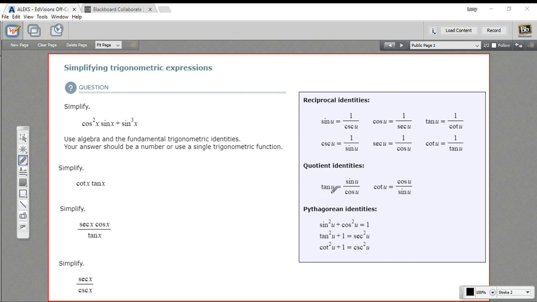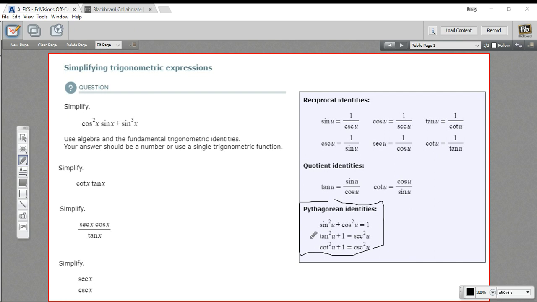And then you also know how tangent and cotangent are defined. Tangent is the sine over the cosine, and the cotangent is the cosine over the sine. That's going to come in handy as well. These are the ones right here that might be new to you. These are the Pythagorean identities. The first one says that sine squared plus cosine squared equals 1, the number 1. That's going to come in really handy.